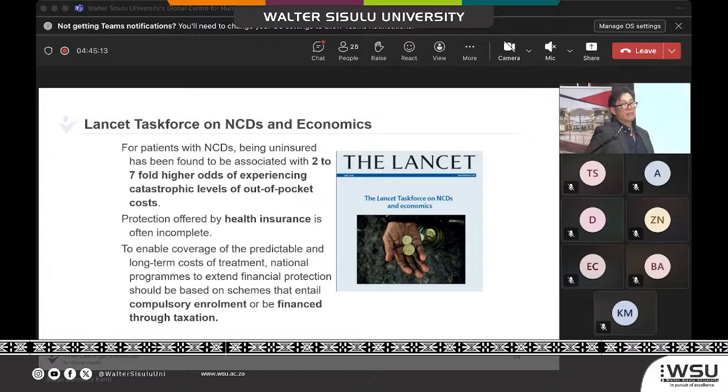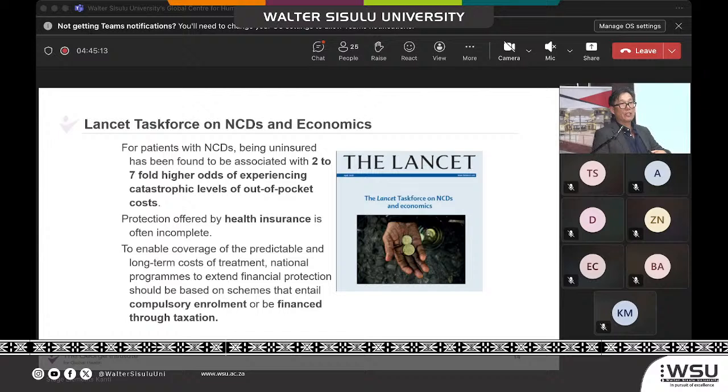So NCDs basically are chronic conditions. And by that I mean that they're sort of long-term, they're predictable, and providing health insurance coverage for chronic conditions is a different proposition to covering infectious diseases where there's an acute phase and then people recover. Chronic conditions mean lifetime costs, and for an insurer, that's a very difficult proposition.